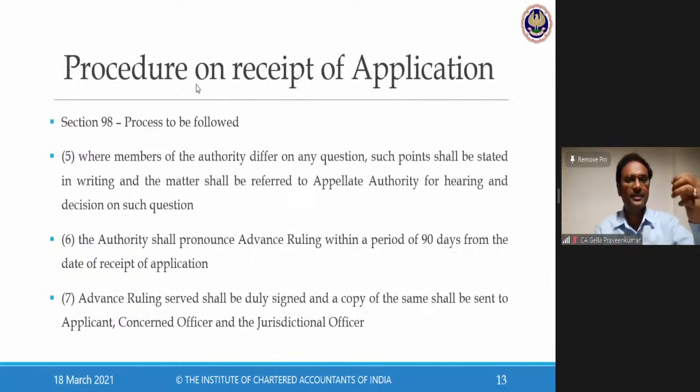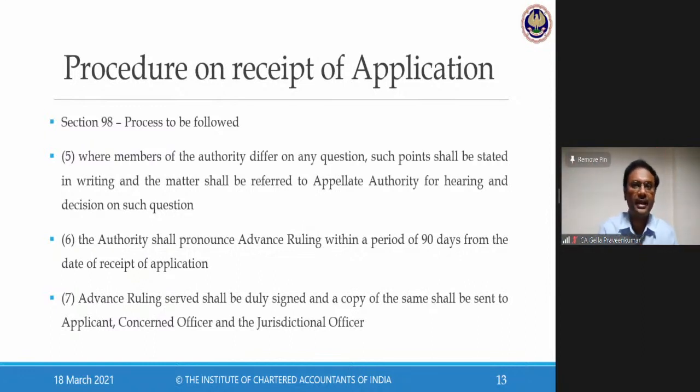Okay. This particular advance ruling authority says, look, you have asked a question, I gave an answer. And that confirmation will be conveyed to three people. Who? One is the consent officer. Who is the consent officer? The officer who is taking the application, who is coordinating with the authority. So they'll give a copy to the consent officer, to the applicant, and to the jurisdictional officer.